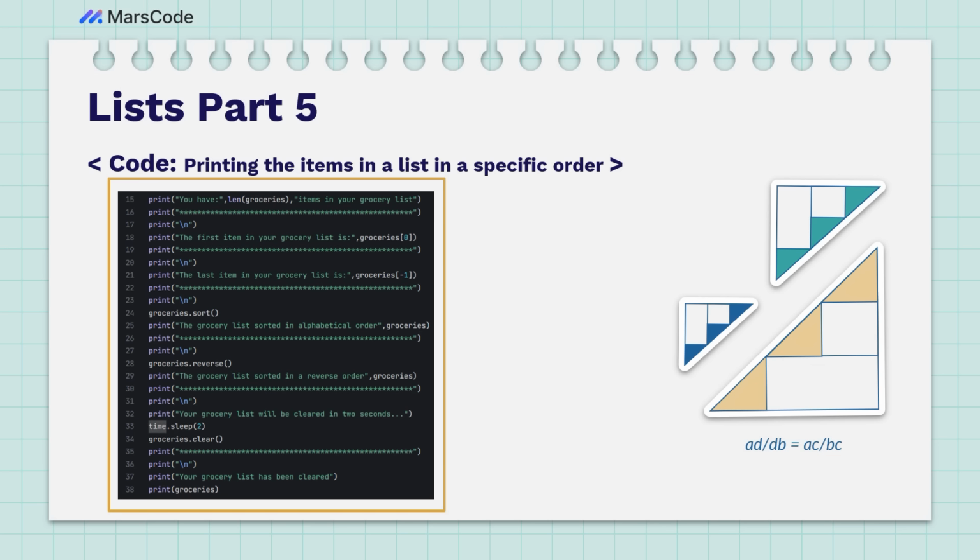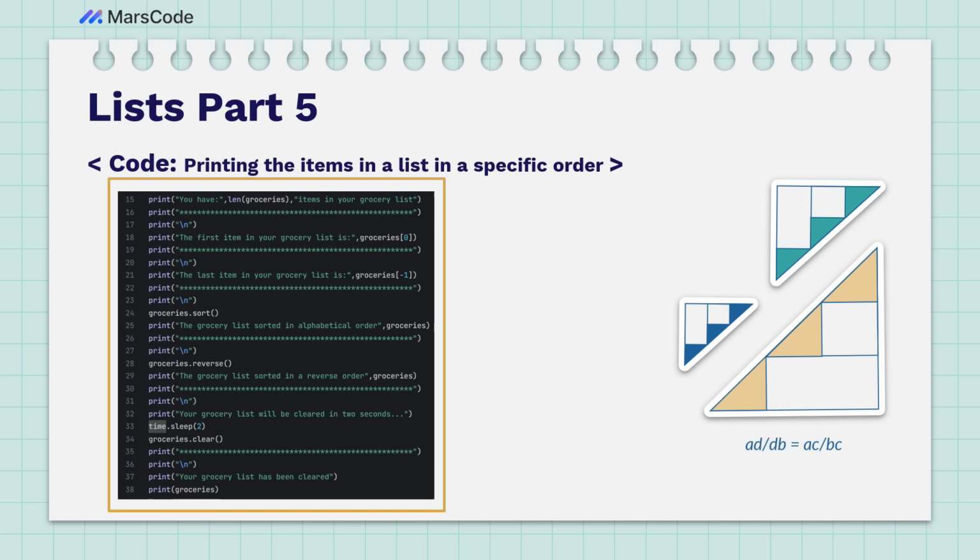I've said groceries.clear, which means that the list is just going to get deleted. Not deleted, but the items in the list would disappear, would clear. And then finally, on line 37, I'm saying that your grocery list has been cleared and I'm printing out the groceries. So you can see that it's just going to print empty because I've cleared everything.